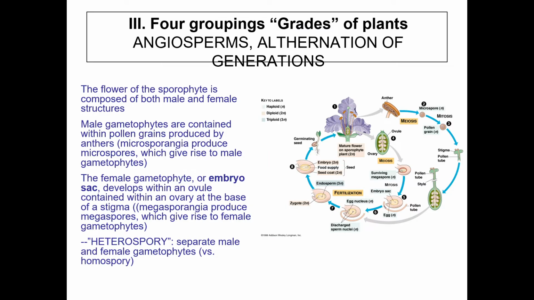Now, in alternation of generations in angiosperms, you have the same as in the gymnosperms, as far as the male gametophytes being contained within the pollen grains.